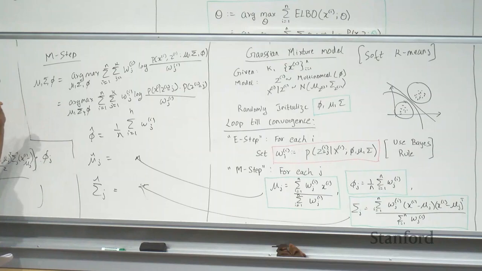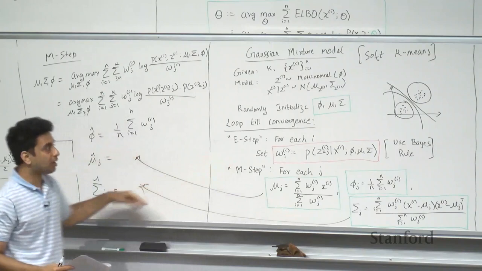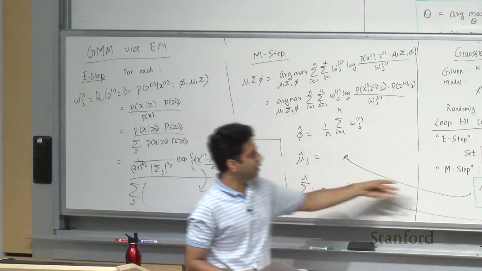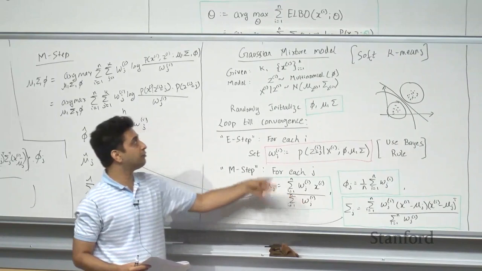And this is the way we start from the general EM algorithm, work out the E step and the M step, and in the M step, work out the maximization. And by following this principled approach, we will see that we end up with the same update rules that we obtained using the heuristic soft k-means kind of argument.